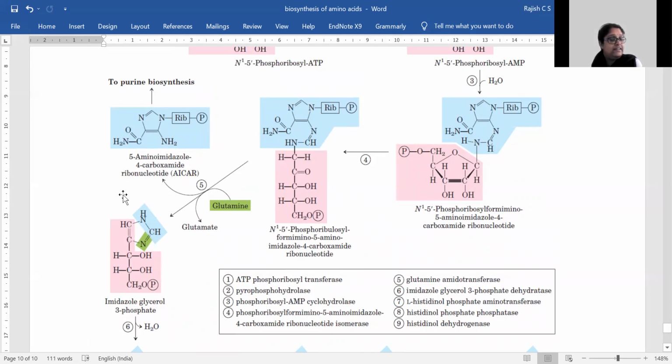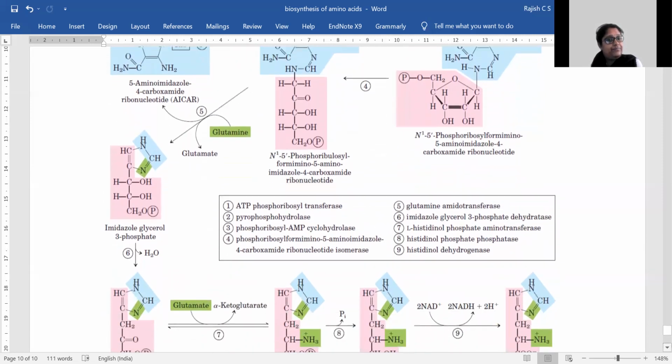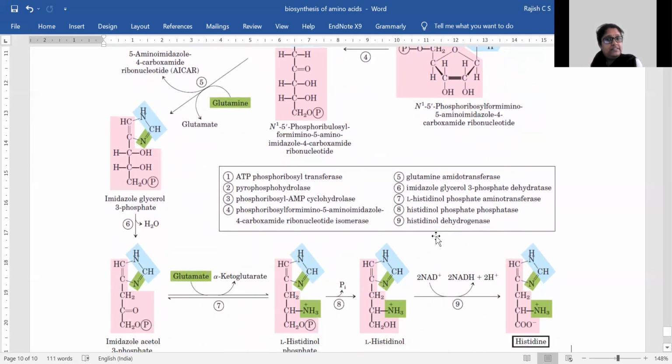So in the earlier one there were 2 rings, so that was an indole ring structure. Over here there is a single ring with the nitrogen in there, so it is an imidazole ring, to which a glycerol 3-phosphate is attached. And now this imidazole is formed by a glutamine amidotransferase. Now water will again be removed by a dehydratase enzyme. So we have imidazole glycerol 3-phosphate.